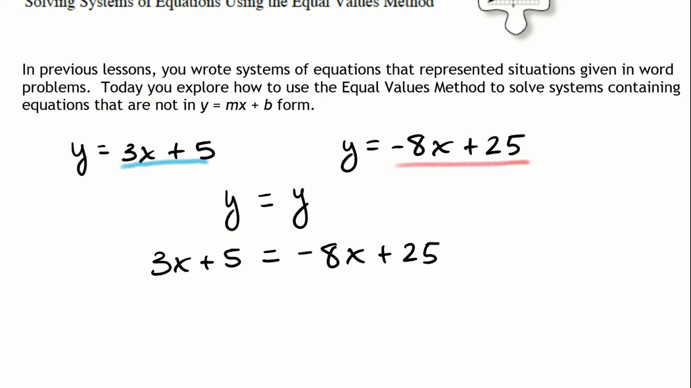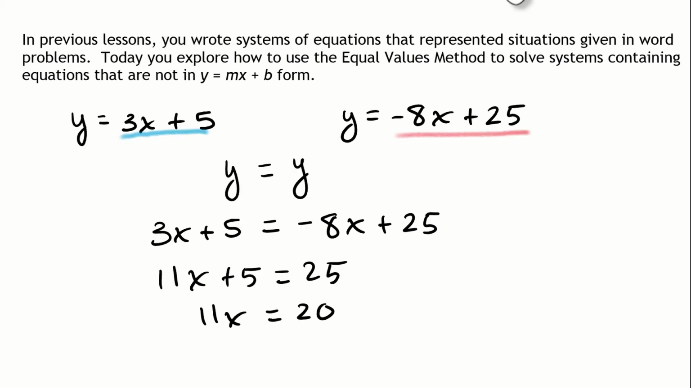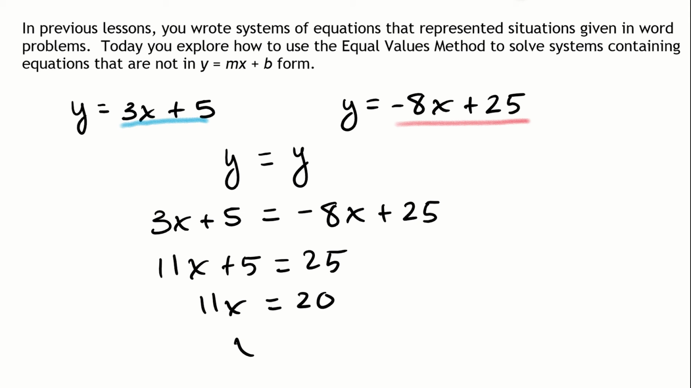So I write that 3x plus 5 must be the same as the opposite of 8x plus 25. And if I go ahead and add 8x to both sides, I get 11x plus 5 is 25. Therefore, 11x is the number 20. And dividing by 11, I get that x must be 20 over 11.